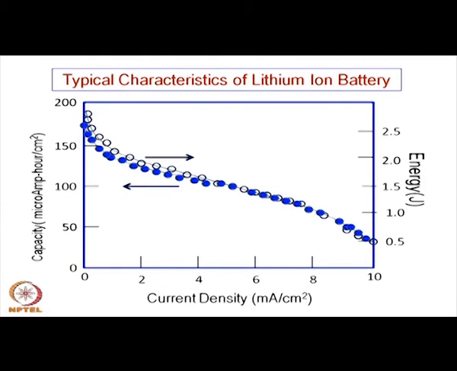This is a typical charge discharge curve, okay, where the capacity is in microamp hours per centimeter square of the cathode, and the current density is of the order of milliamps per centimeter square. So, depending on the area of the electrodes, one can get these values, and this is the kind of energy in joules. Okay. Well, this is just a typical one, we need not go into the details of this.